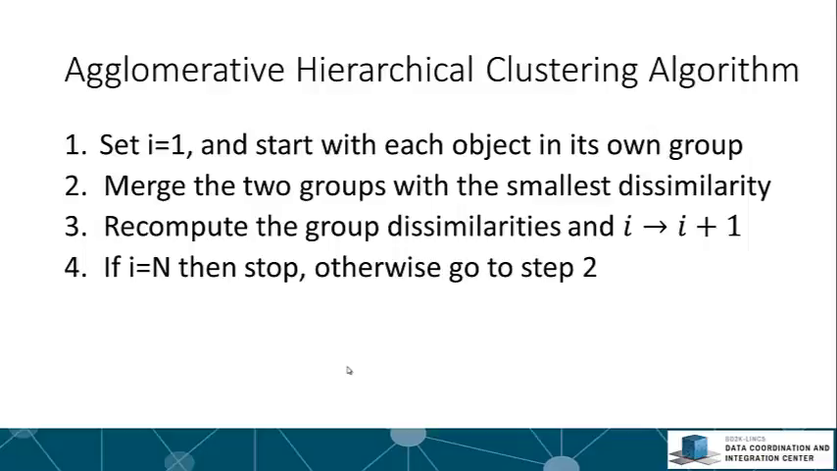We increment our counter, and then if our counter is equal to n, the number of objects that we have, then we stop. But if it's otherwise, we go back to step 2, and we recompute the group dissimilarities, then merge the two groups that have the smallest dissimilarity and repeat the whole process over and over again until everything has merged together.